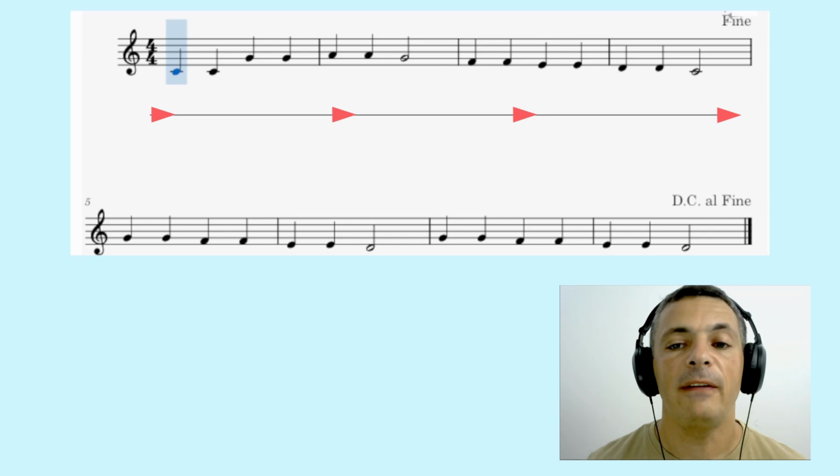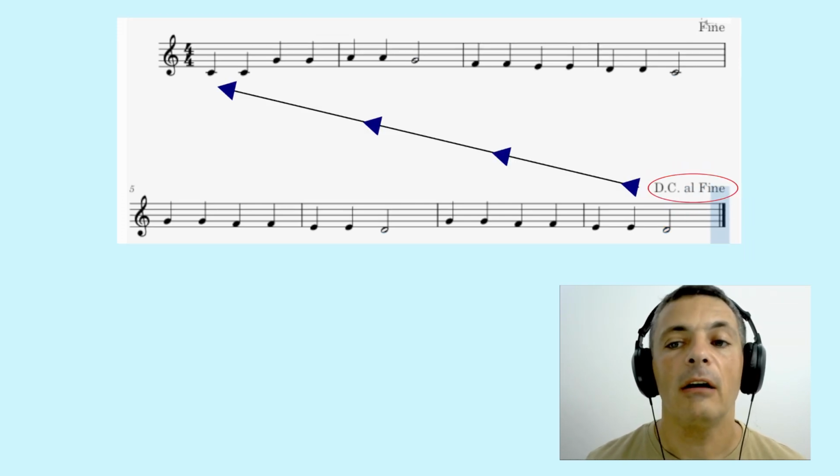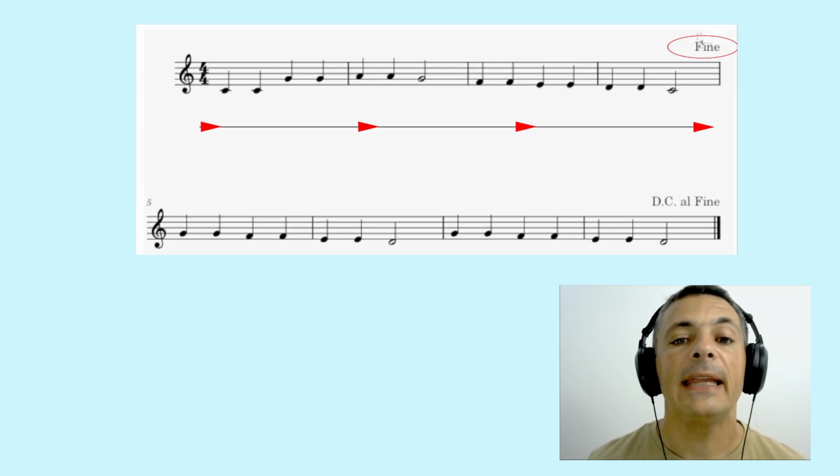Let's see what the most frequently used combinations of repetition signs are. DC al fine. This means that you should play from the beginning until you reach the sign DC al fine. Then go back to the beginning from the head and play to the fine sign. That's where the composition will end.